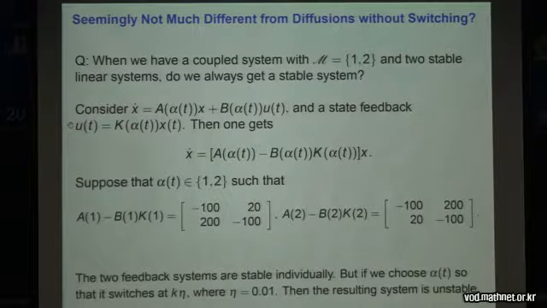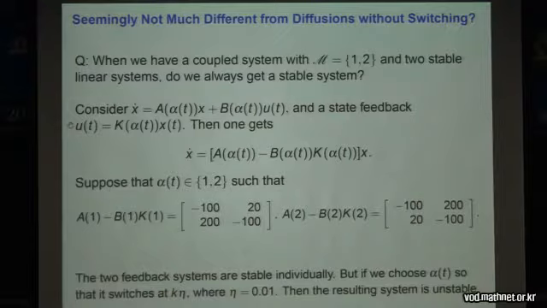Then you can rewrite this ordinary differential equation in the following way. I should say the feedback should be negative. I forgot the negative sign, so that's why here is minus that stuff. Now you put them together, and then you have alpha(t) again. I'm going to look at the simple case where alpha(t) is a Markov chain and takes two values. So here I have a1 minus b1 k1 equal to this, and a2 minus b2 k2 equal to that quantity.